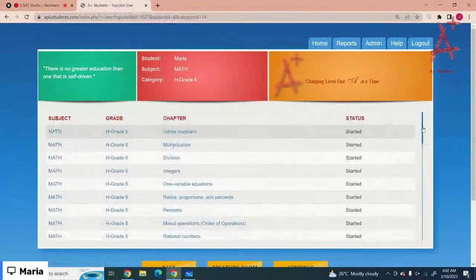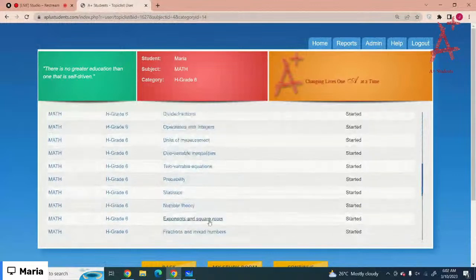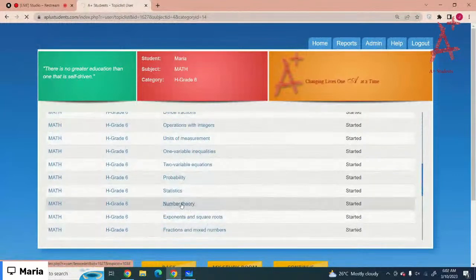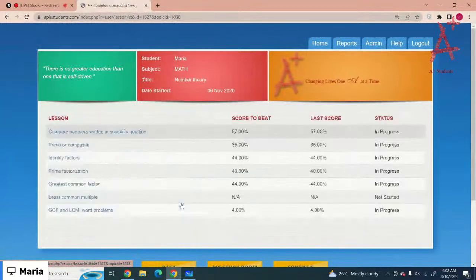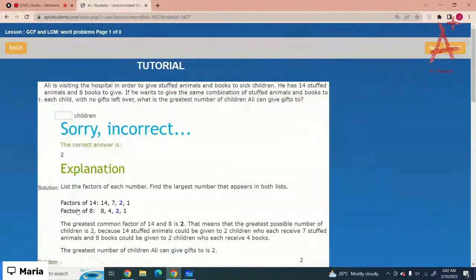Here I'm on grade 6 maths. The chapter name is number 30 and the lesson is GCF and LCM word problems. Let's just start with the lesson. Let me read the question. Just listen to me carefully, then we're going to solve the question.